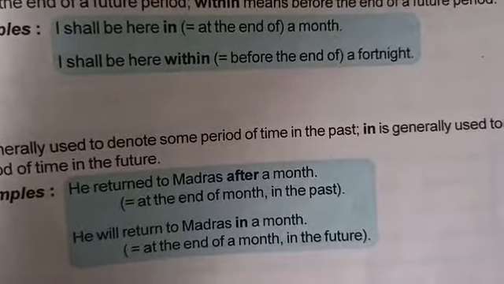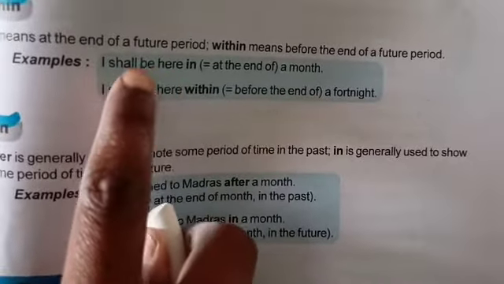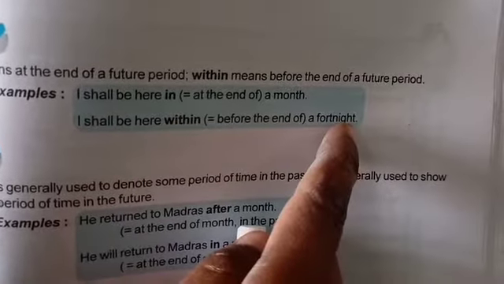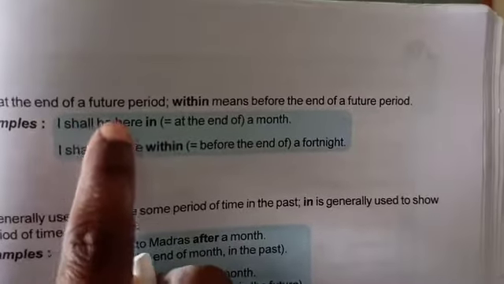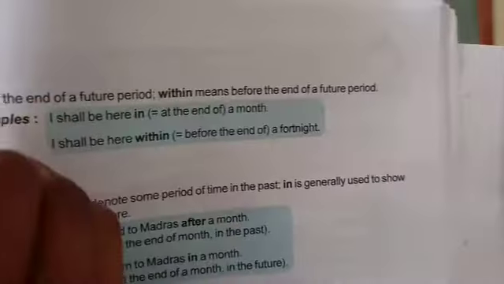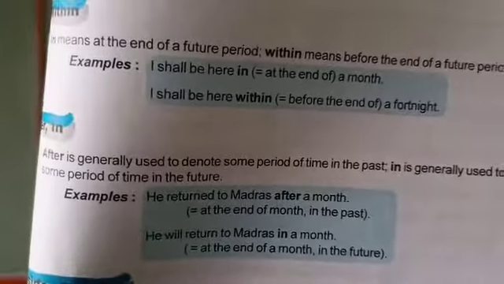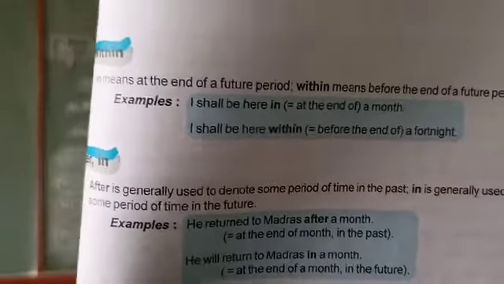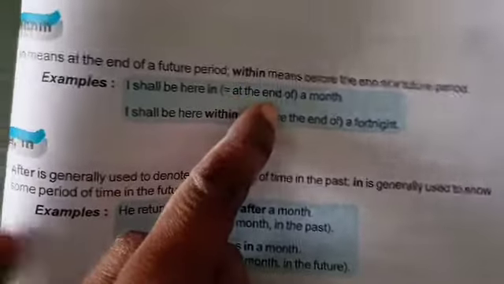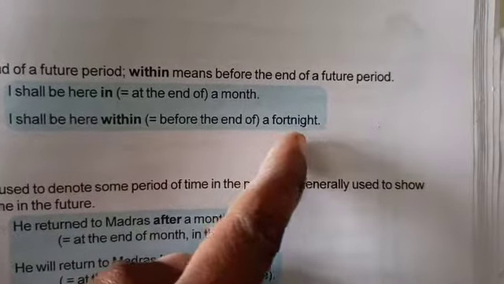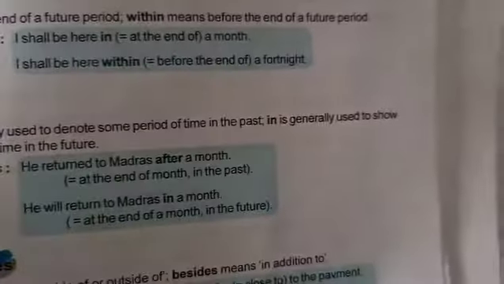I shall be there in a month. I shall be there within a fortnight. Means I shall be there in the month. In means what? At the end of the future period. यानी कि इस मंथ के आखिरी तक मैं वहाँ आ जाऊँगा. इसका मतलब होता है at the end of the month. Clear? So महीने के आखिरी में. I shall be there within the month, within a fortnight means 2-3 दिनों के अंदर मैं वहाँ आ जाऊँगा. Means before the end of the time.